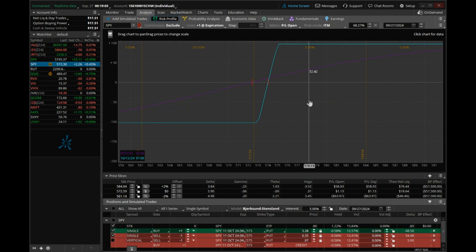You can be sitting there on Microsoft and go, you know what? I think it's going to be higher in a week. Put a vertical spread on. I think Netflix is going to be higher in a week. Put a vertical spread on. And you can set these up so that you can risk such a little amount.